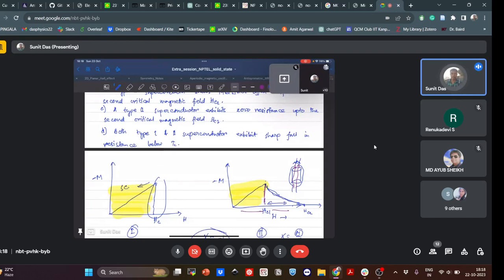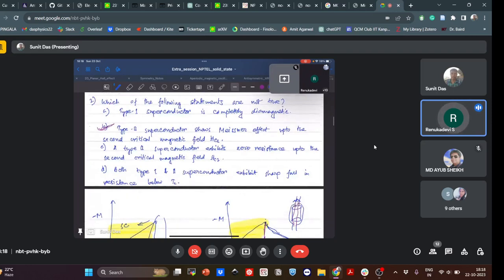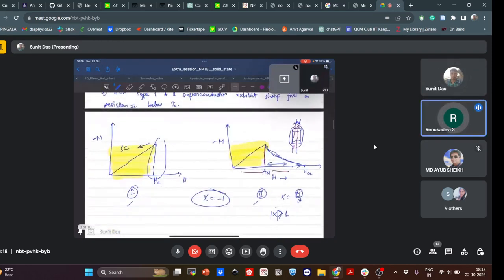Okay, so let me move to other problems. Sir, I have one doubt. I think type 2 superconductors also have the Meissner effect. No, Type 1 has the perfect Meissner effect, perfectly pure diamagnetic. But type 2 also, some books mention the Meissner effect.